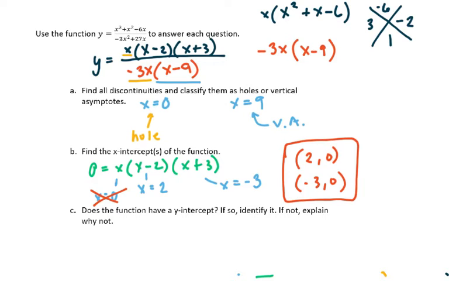So our final question, we want to determine whether this function has a y-intercept. And we know that y-intercepts occur where x is equal to 0. But we know that when x is equal to 0, we have a discontinuity. So because x equals 0 is one of our restricted values, there's a hole at x equals 0, we do not have a y-intercept. x equals 0 is a restricted value. So we do not have a y-intercept.